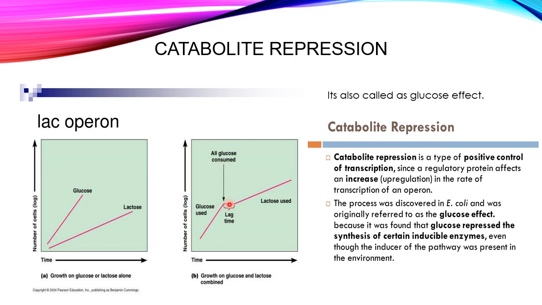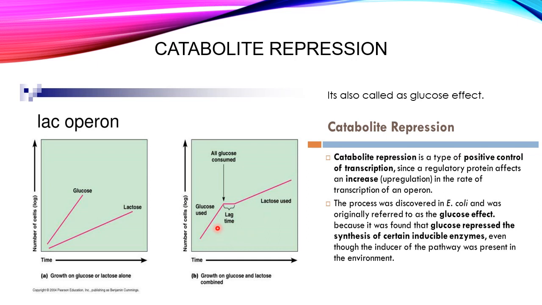A time comes where all the glucose is consumed. And then after some time, a lag time, there is no growth, and then you can see a second phase where the lactose is utilized, and again there is an exponential growth of the cells. Now, what do you understand by this? Here, we understand until and unless the entire glucose is utilized, there is no utilization of lactose by the E. coli. And how is it happening?